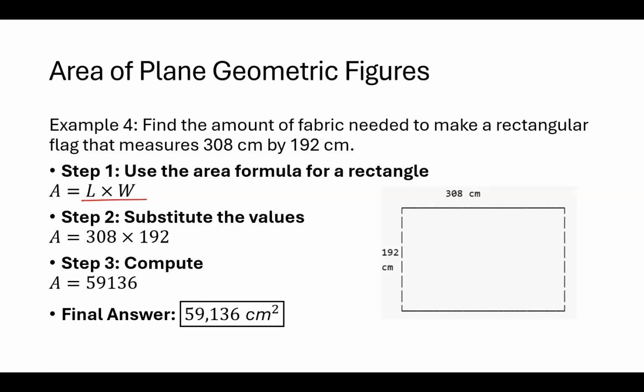Since the measurements are 308 and 192, usually the length is the longest side. So in my picture, I put 308 as the length and the width 192. And you multiply those two to find the area, which is 59,136. And because these are centimeters, the unit of area is centimeters squared. Now, often when you do this in WebAssign, you don't need to put the units. You just need to type the number.